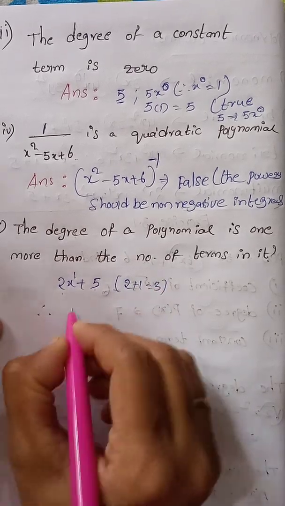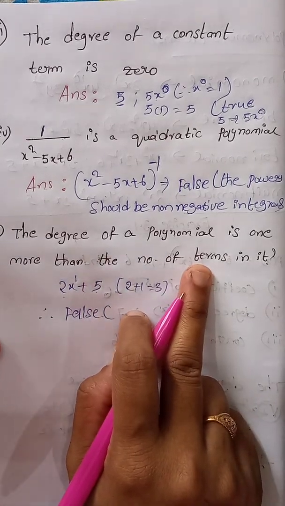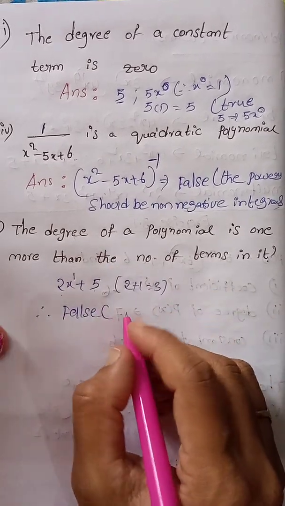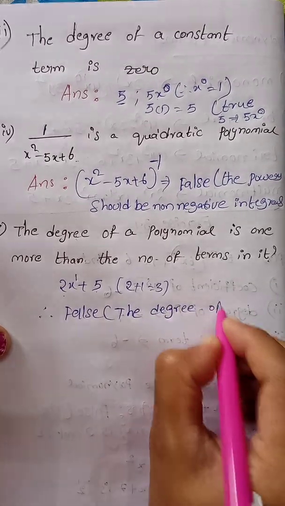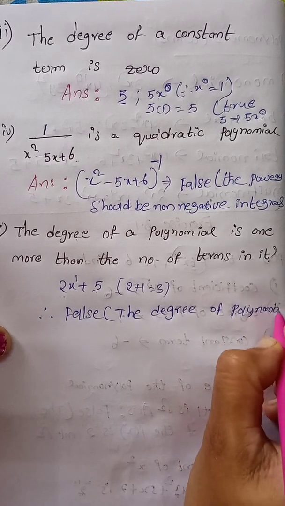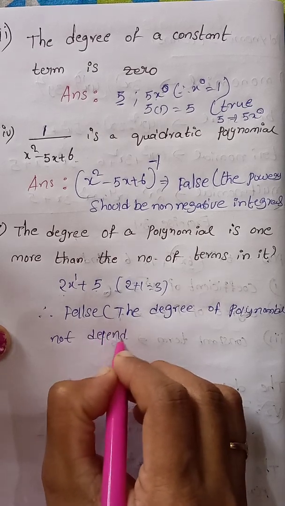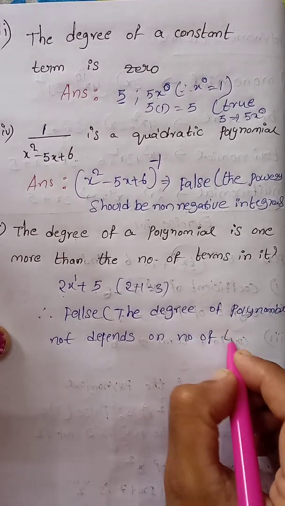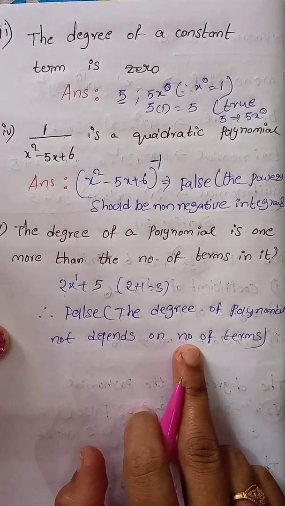So the answer is false. Why? The degree of a polynomial depends upon the highest power of the variable, not upon the number of terms. So you can write: the degree of a polynomial does not depend on the number of terms.